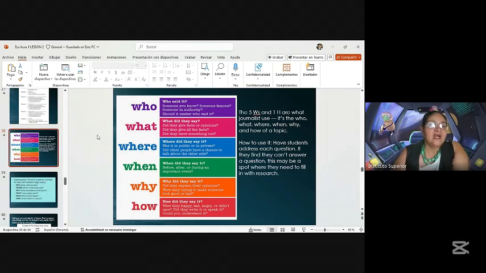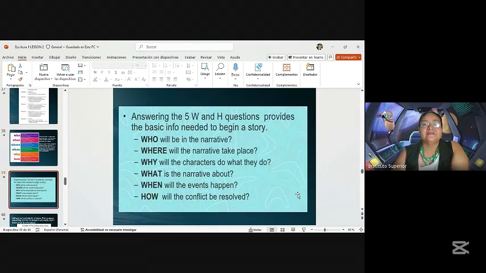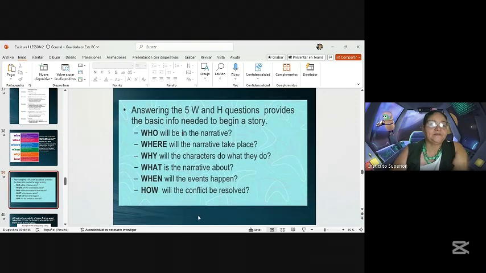Okay, here we have an example. Who will be in the narrative? Where will the narrative take place? Why will the characters do what they do? What is the narrative about? When will the event happen? How will the conflict be solved? This is an example of a narrative paragraph.